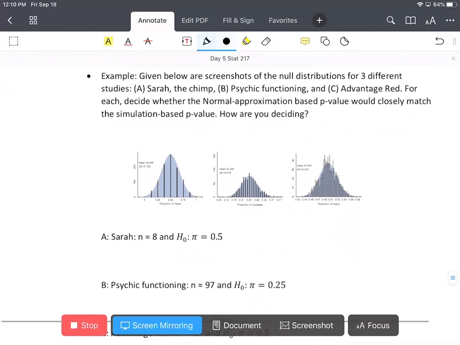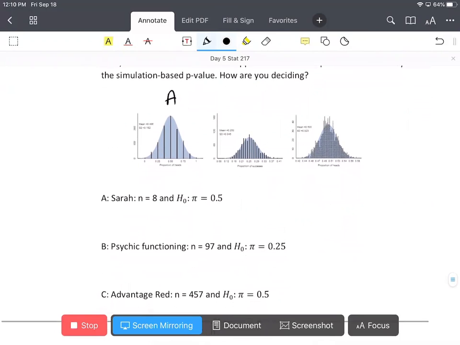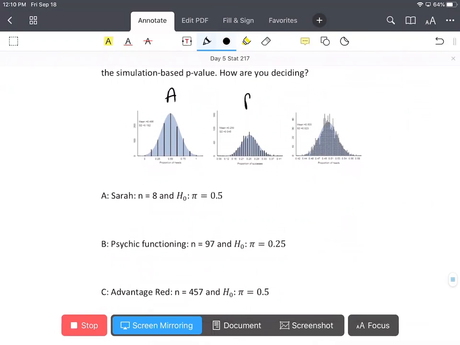So each of these charts below are screenshots of the null distribution for 3 different studies. A here is the Sarah study, and you see some detail about each of these below. B, this is one we didn't do, but it's about psychic functioning.